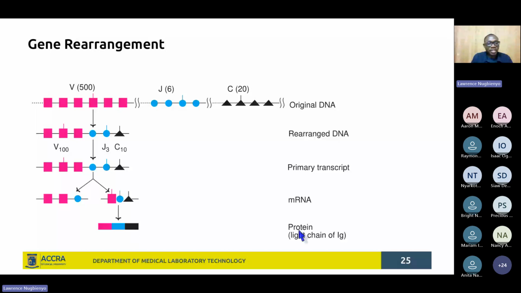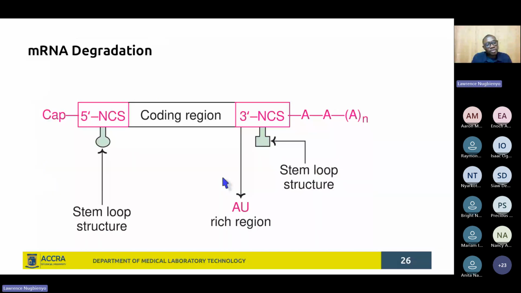So it's not the whole gene which is just getting transcribed and then it goes to give you messenger RNA, which corresponds directly to the gene, and then you have the protein from it. But you have this recombination of the genes. It's a form of regulation of the genes.